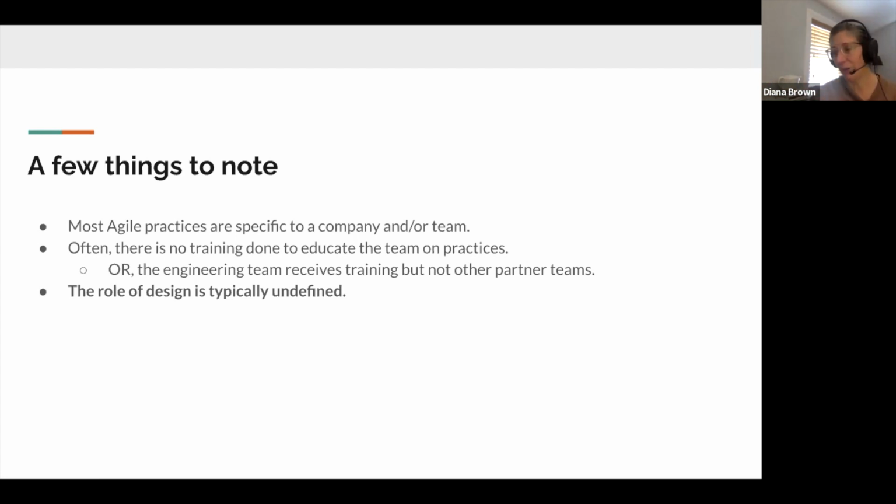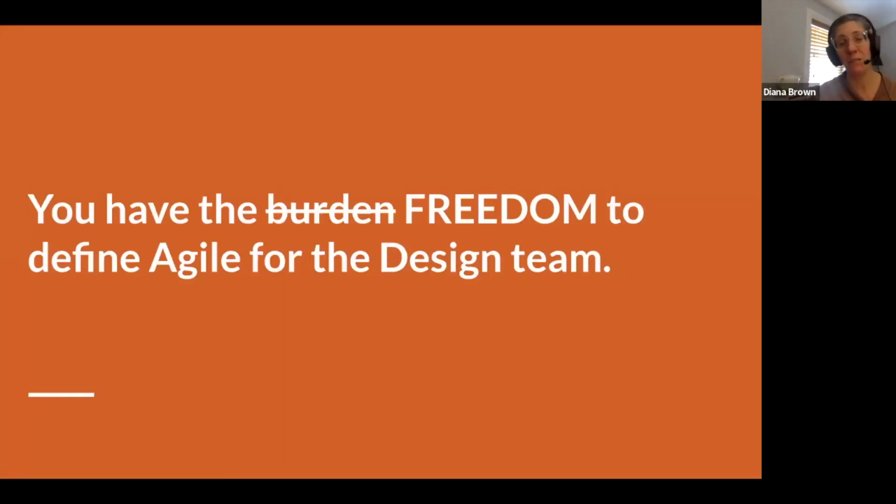And I mentioned this already, but the role of design is typically not spoken to, with the exception of Lean UX. Design is not really mentioned significantly in most Agile methodologies. So that's a gift. That means you have the freedom to define Agile for yourself and for the design team in a way that works for your team, your design team, and the team around you in product management or engineering. Your surrounding team may look a little different. That's what my world typically looks like.